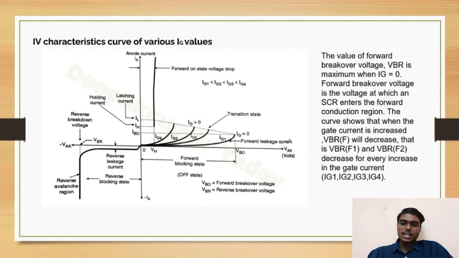Let's look at reverse bias. At the reverse blocking state, VBR, which is the reverse breakdown voltage, happens. It is called reverse leakage current, as shown in the diagram over here.